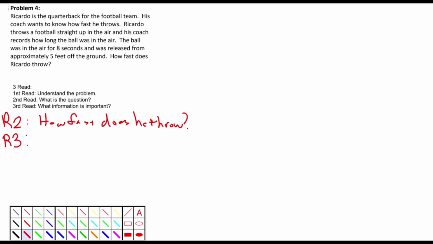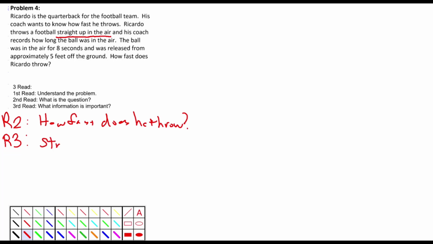All right, now this third read, I'm going to read and record all the important information. Ricardo is the quarterback for the football team. That's not that important, it just gives us context. His coach wants to know how fast he throws. Well, that's basically the question. Ricardo throws the ball straight in the air. Now, that's big because we have a formula that we can use for calculations when a ball is thrown straight up in the air. All right, so I'm going to write that down.